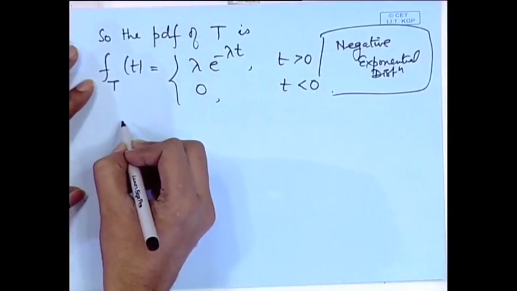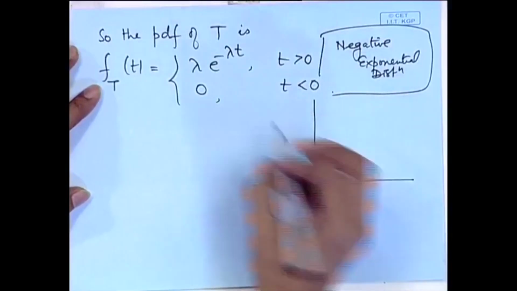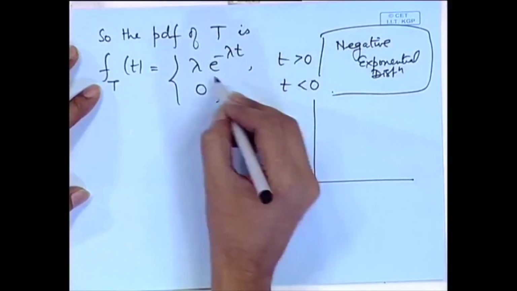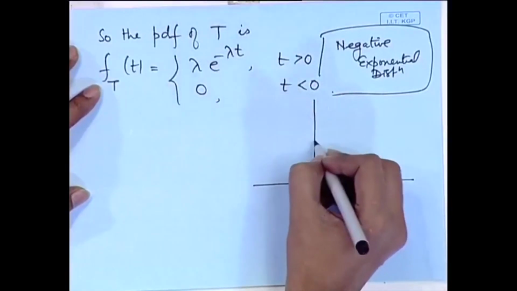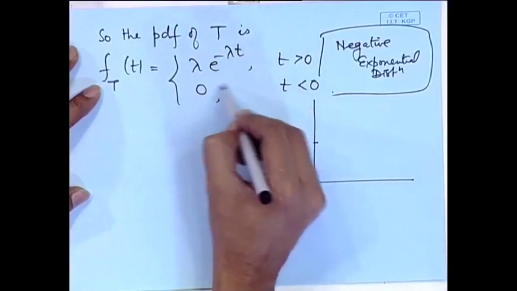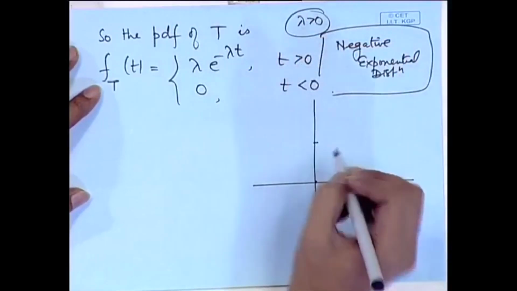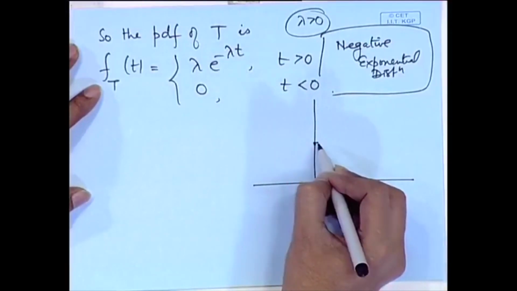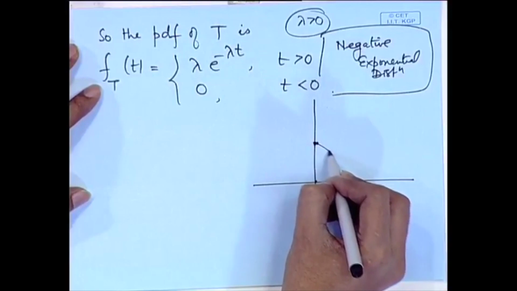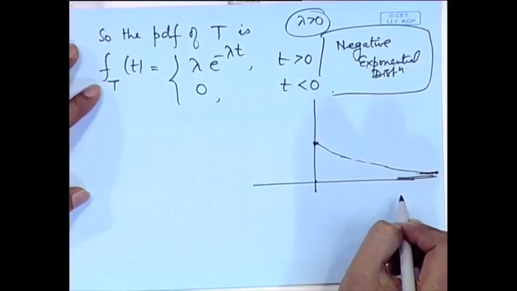So, for example, the shape of the distribution: at t equal to 0 the value is equal to lambda, and then e to the power minus lambda t, because lambda is positive, this will be less than 1 and this will be a decreasing function, and you will have it decreasing to 0 as t tends to infinity.